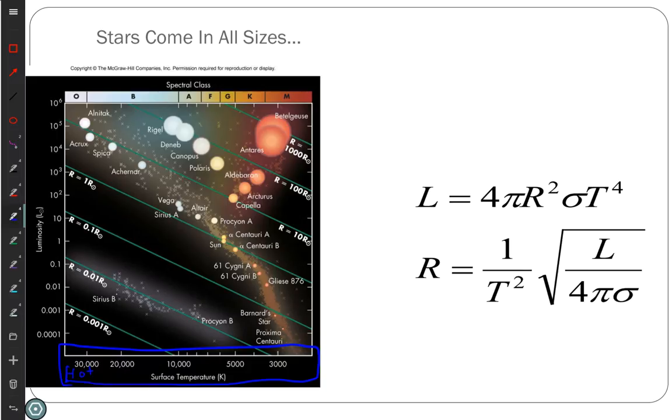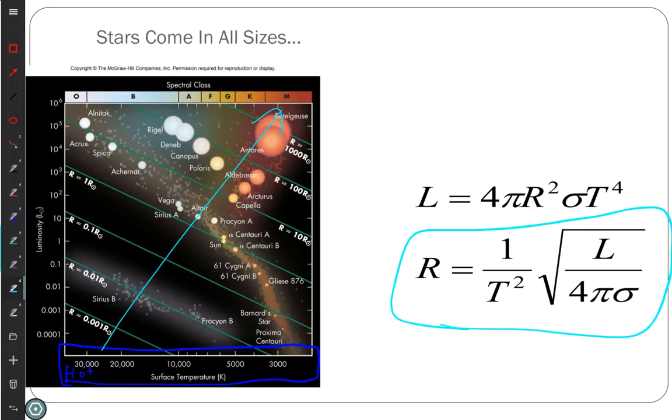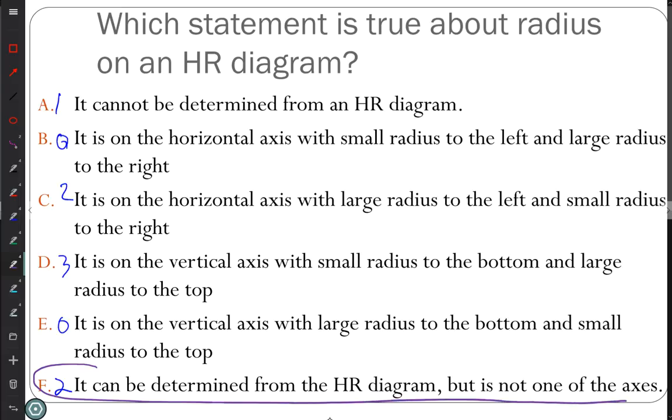Where is radius on this? The radius we can only get by calculation from the variables, or by looking, the radius increases as you go in that direction. But the radius is not on an axis. It can be determined from the graph, but it's not one of the axes. That one you had a much harder time with. The correct answer was it can be determined, but it's not one of the axes.